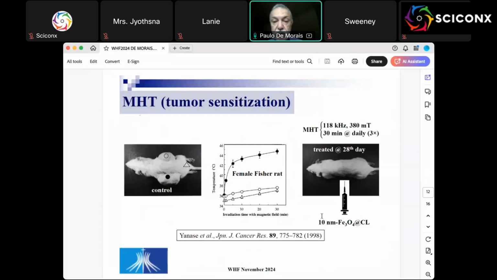They used magnetite nanoparticles about 10 nanometers in diameter, inside a cationic liposome. So it's a magnetoliposome treatment. This is a very important result in the literature, perhaps one of the most intriguing results in the literature on magnetic hyperthermia used for tumor treatment.